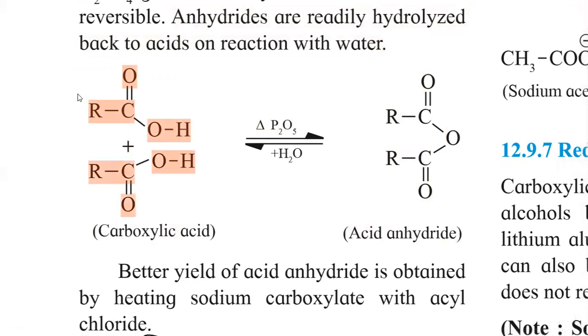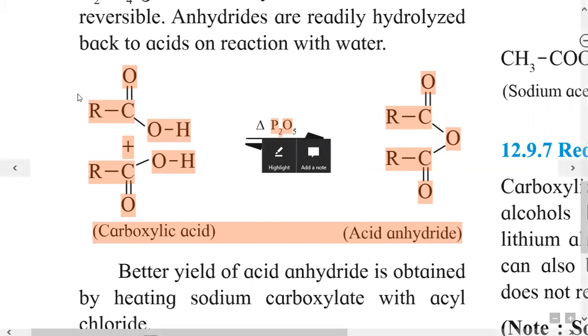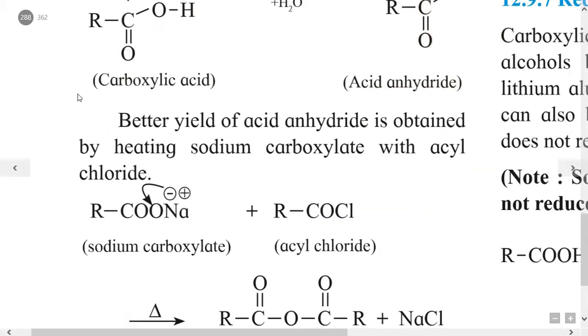The reaction is: RCOOH, one molecule, and similarly RCOOH, a second molecule of carboxylic acid, when heated with phosphorus pentoxide, P2O5, loses one water molecule and gives RC=O, C=OR. This is the acid anhydride. Here the side product is H2O. It immediately reacts with the acid anhydride and again gives the carboxylic acid. Therefore, this is a reversible reaction.